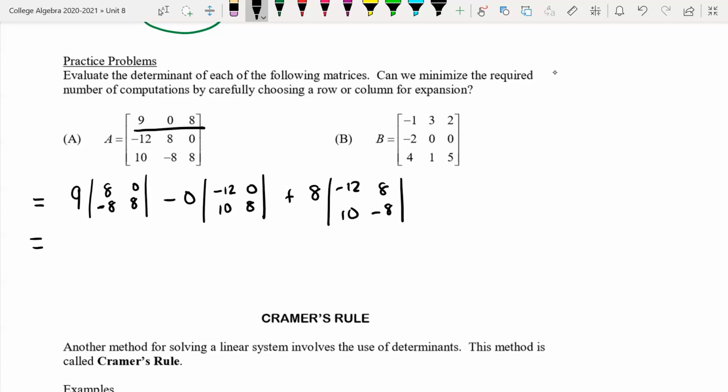Right? So when you do this, I'm going to get 9 times the determinant, which would be 64. So 9 times 64 is 576, minus 0, plus this ends up being 128, because you get 96 minus 80, which is 16, and then 16 times 8 is 128. So I get 704 for that determinant.